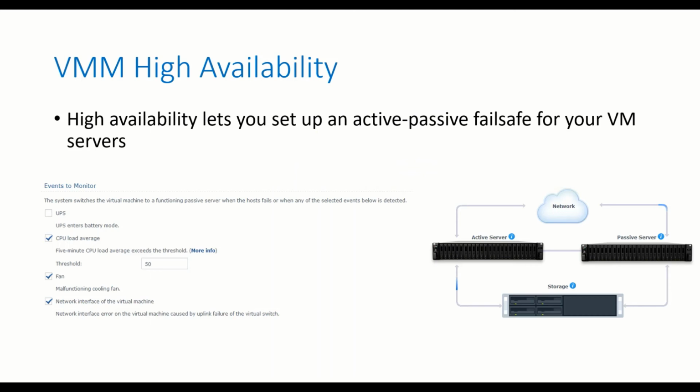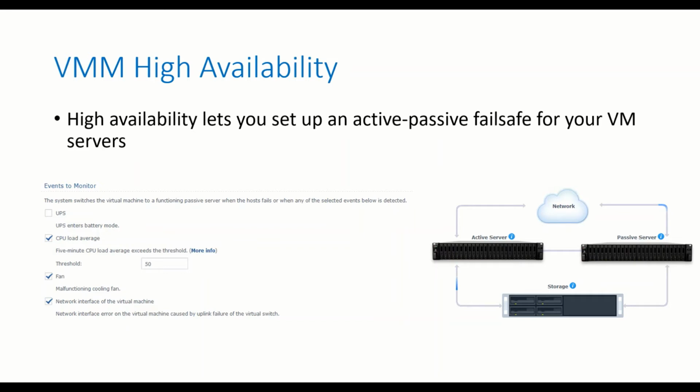Now we go on to VMM high availability. So high availability can be set up on virtual machines within VMM if there are at least 3 hosts in the cluster. One must act as the active server and another must act as the passive server, while the third sits as storage, as you can see from the diagram just there.